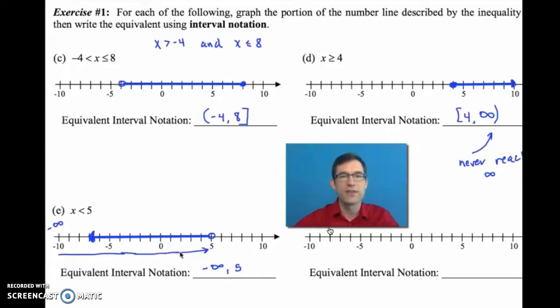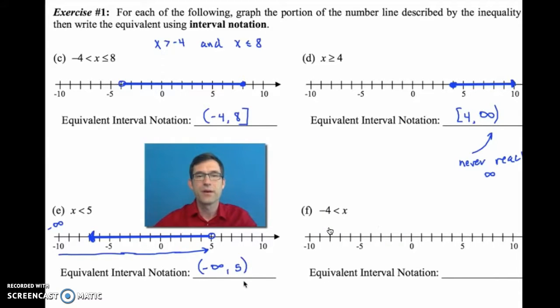I'm not leaving out these chunks. I just lifted my pen. Just like positive infinity, negative infinity is never ever included. And in this case, neither is the 5. All right?